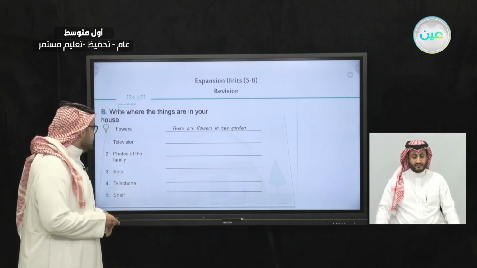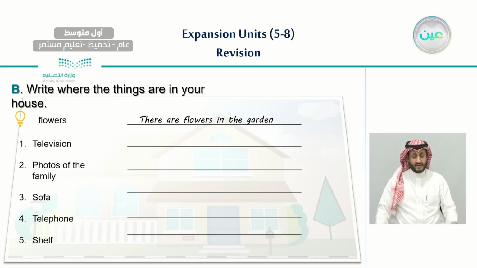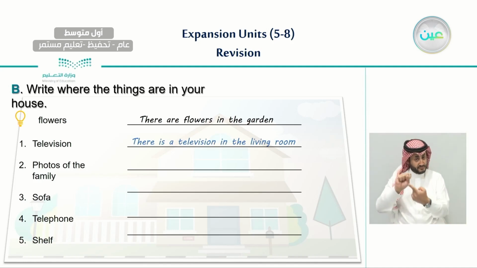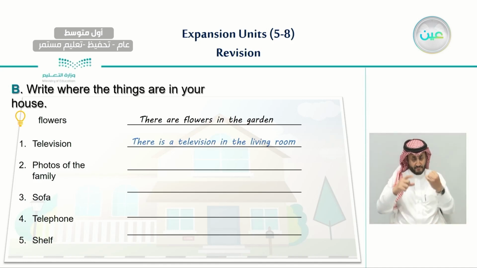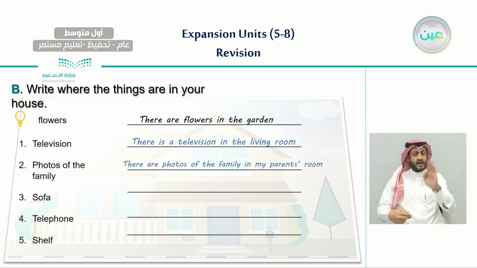And here we can see an example. Flowers, this is an example answer. Flowers, where are they? There are flowers in the garden. And the first one is television. Where is the television? Well, there is a television in the living room. This is for my house. And also the photos of the family in my house. We have photos of the family. There are photos of the family in my parents' room.